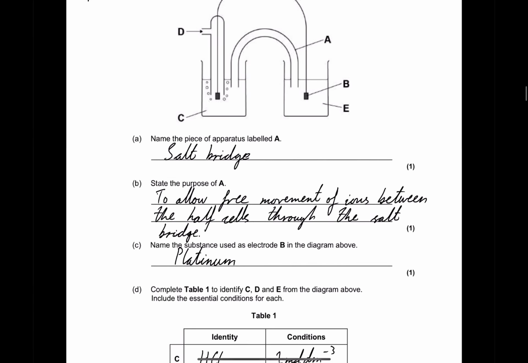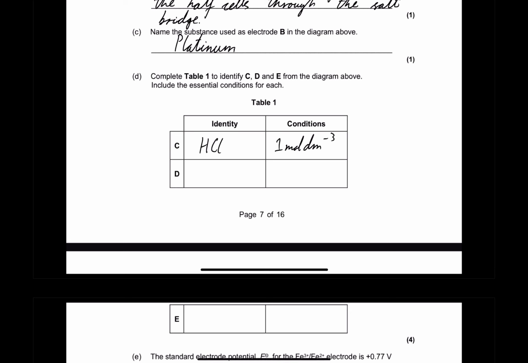D is H2 gas. We also have to use the state symbols here. H2 gas, and that's at 100 kilopascals of pressure at 298 Kelvin.